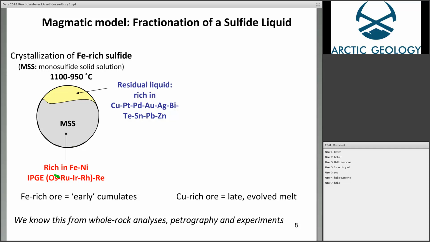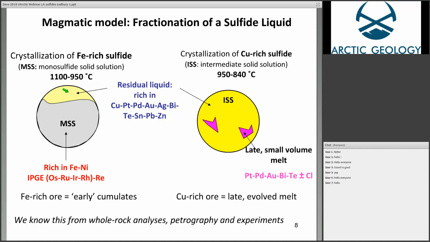All the other chalcophile elements do not. They are highly incompatible into this iron-rich sulfide. Therefore, the remaining elements like copper, platinum, palladium, gold, bismuth, tellurium, most of the other chalcophile elements will partition or be enriched in the residual liquid, the copper-rich liquid. So we think of the iron-rich sulfide ore as an early accumulate phase.